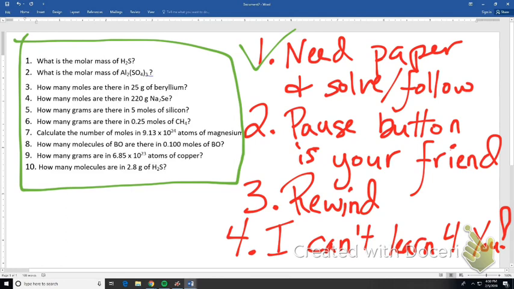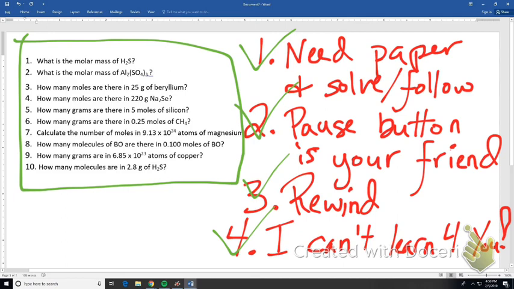Use your pause button. It's your friend. Pause. I'm going to go fast. I am only doing this as a refresher, not as a learning. So pause, rewind, and watch again if you need some help. I can't learn this for you, so just watching the video will not make you learn the whole mole unit. You have to do it.